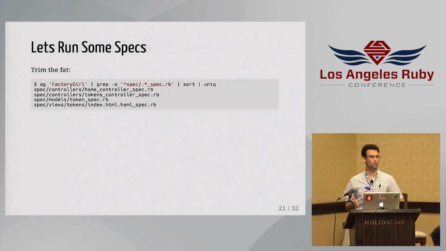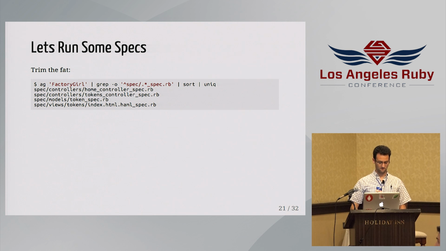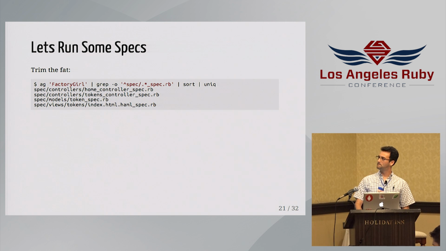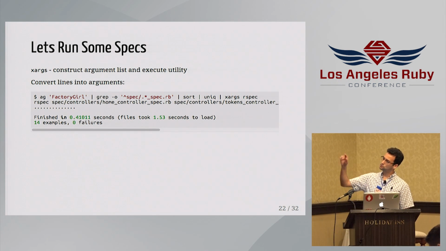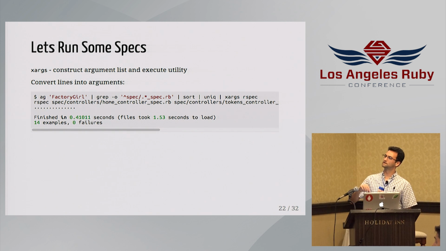Usually, the way you run a single spec with rspec is you say rspec, and then as arguments you pass in the list of files. There's something for that, and it's called xargs. The description is a little bit opaque: it constructs an argument list and executes a utility. But what it does is take the list that we had before and pass it on as arguments to the command you give it. So in this case, you say xargs rspec, and what it's doing under the hood is calling rspec with the list of specs, and then you can execute your specs.